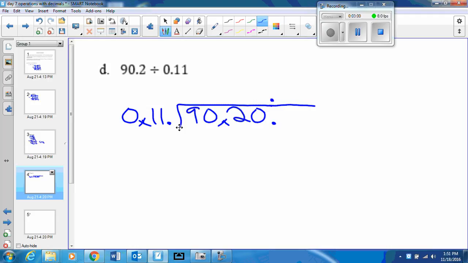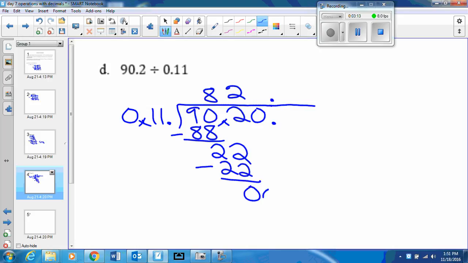So 11 into 90 goes 8 times. Subtract, bring down the 2. 11 into 22 would go twice. Subtract. 11 into 0 would be 0 times, so I get 82.0.